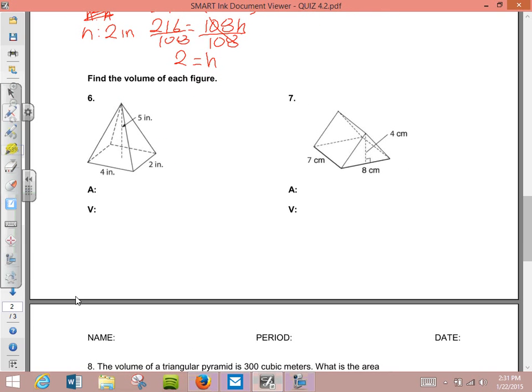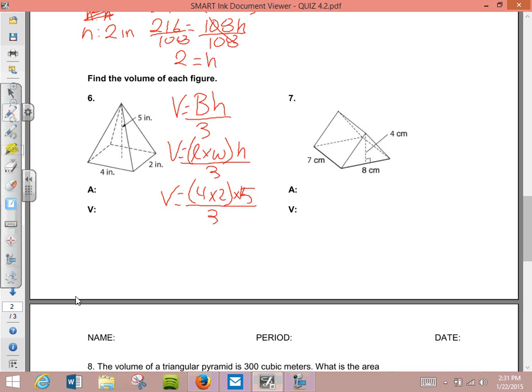This should be easy. What is the formula for the volume of this? What is it? Volume equals area of the base times height divided by 3, because it's a pyramid, right? So now let's put it in here. Length times width times the height, divided by 3. Let's plug in the numbers. Do not lose me, guys. It'll be 4 times 2 times 5 divided by 3. When you put it in the calculator, don't forget to put all of this in parentheses.